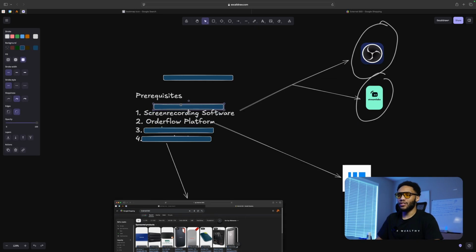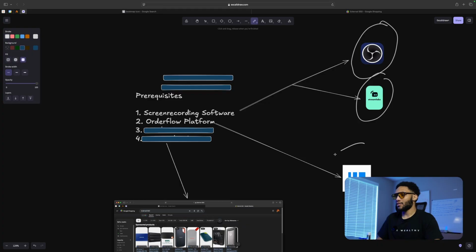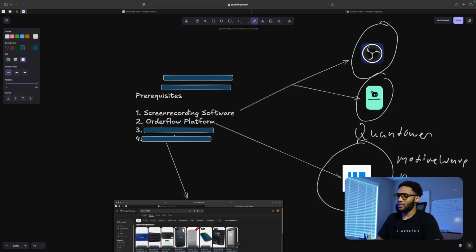The second thing that you need is some sort of order flow platform, some sort of platform to view order flow. I mainly use Bookmap. It's the only one that I've been using. I've tried out others, like I know Quantower has their own, and I think MotiveWave. There's even a new one out called, I think, Deep Charts.